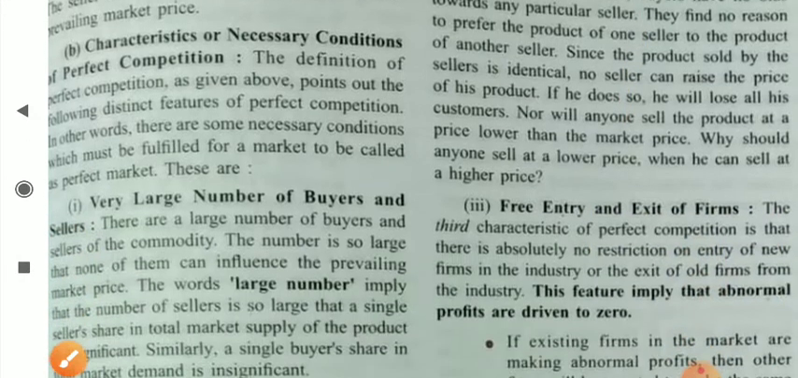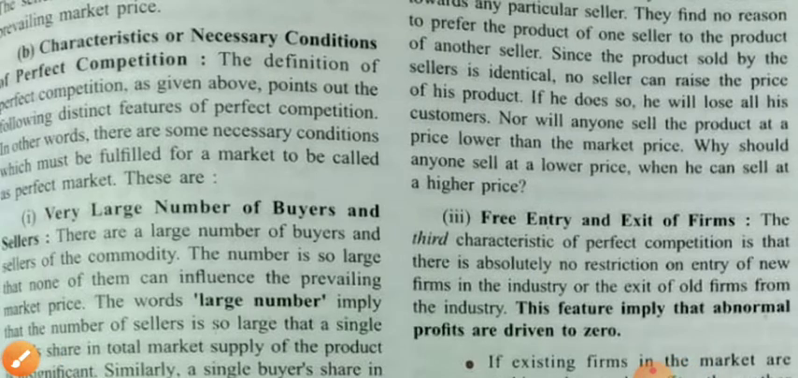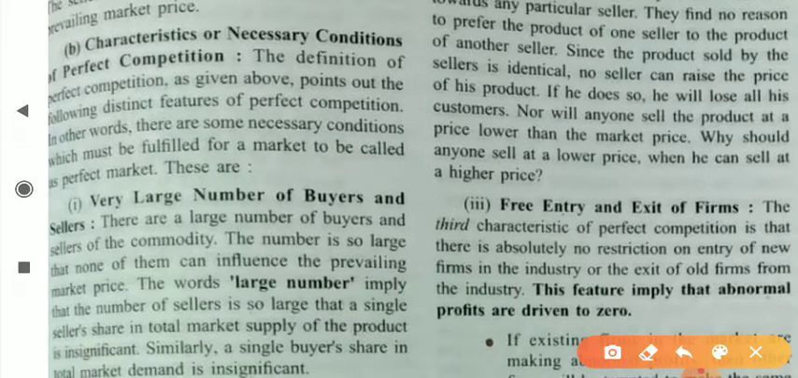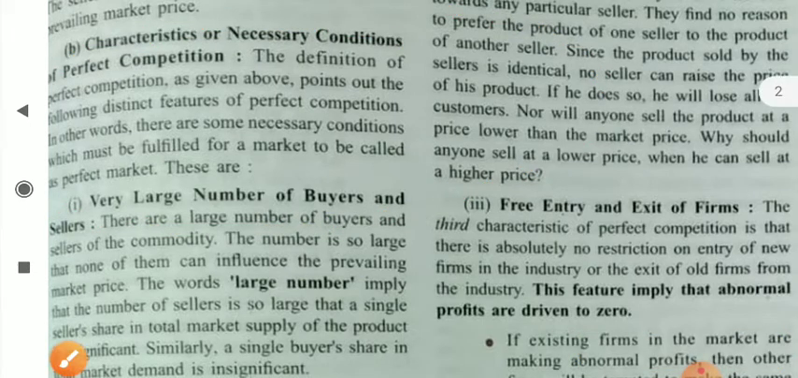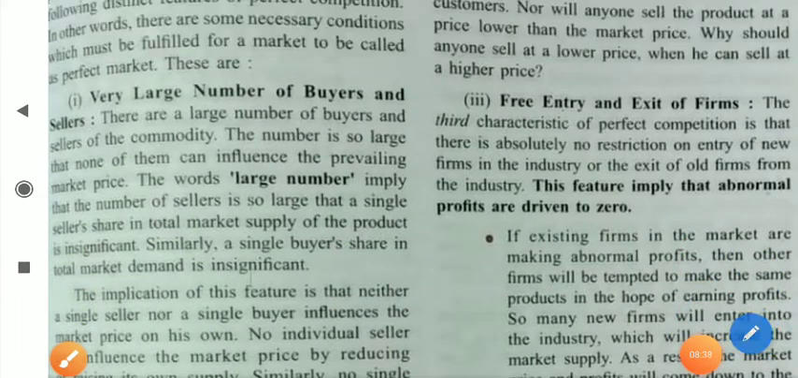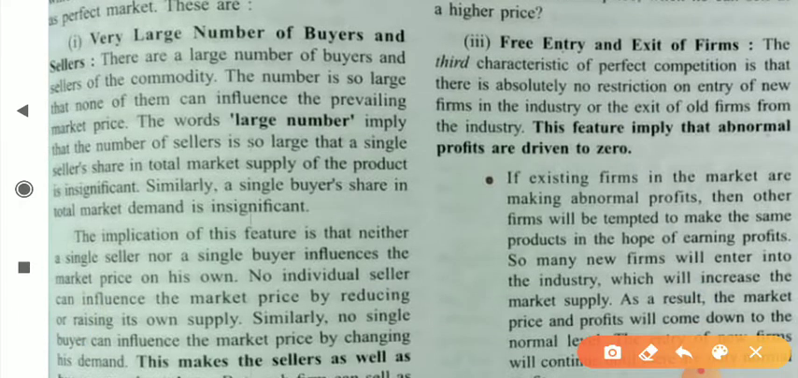Now, features or characteristics of perfect competition. What are the characteristics? Dear student, the definition of perfect competition given above points out the following distinct features. In other words, there are some necessary conditions which must be fulfilled for a market to be called a perfect market or perfect competition. Now what are those points? The first one is a very large number of buyers and sellers. In this competition we have a large number of buyers and sellers of a commodity.